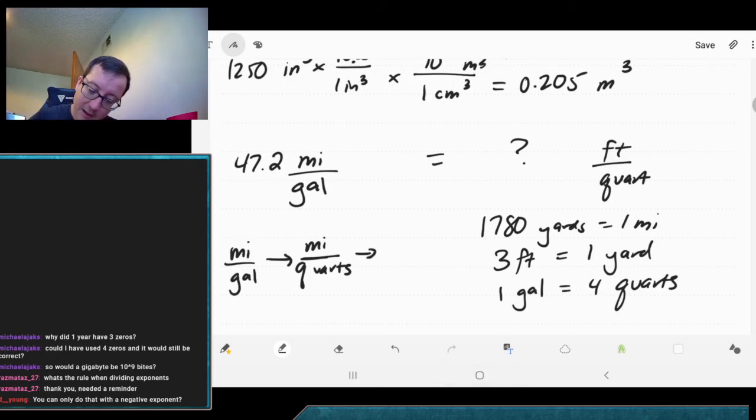Looks like here we have another intermediate unit. We don't have something directly miles to feet, but we do have miles to yards and yards to feet. So we're going to use yards in the middle. Our bottom unit this time doesn't change. And then now we can go to feet per quart as well.